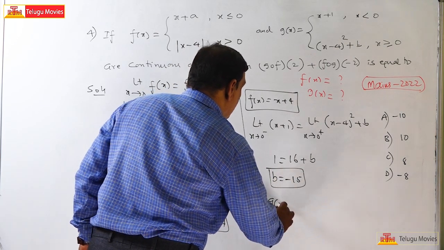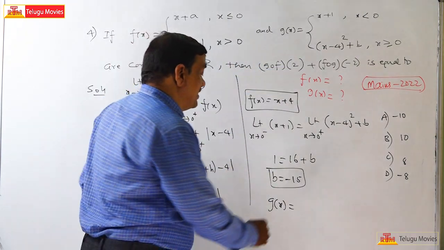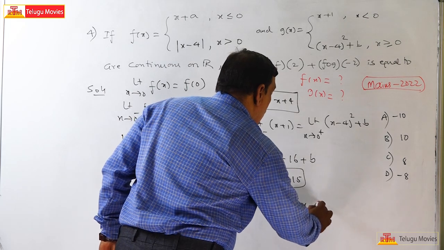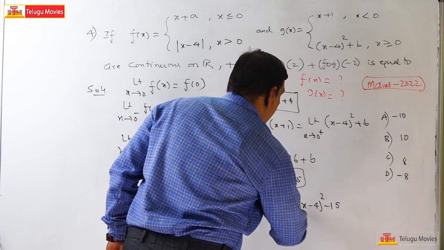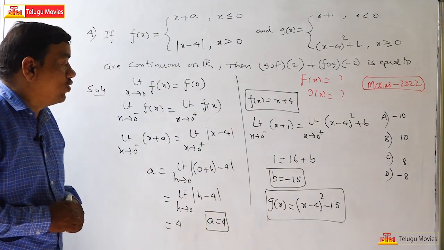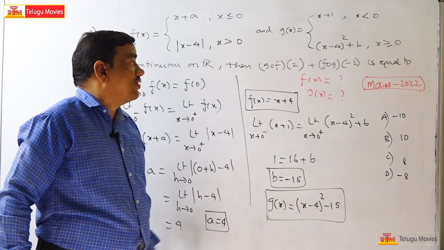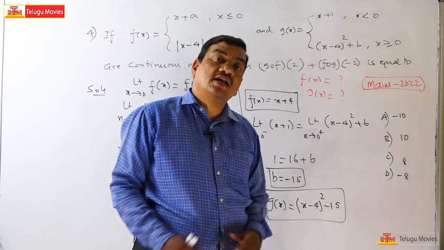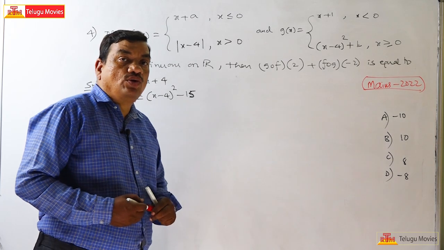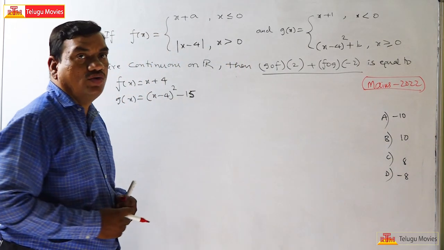Therefore, g of x is equal to (x minus 4) whole square minus 15. So, we know f of x and we know g of x. Let us substitute here and get the solution. Welcome back to the remaining problem. See here, this is the remaining problem that we have to find out.